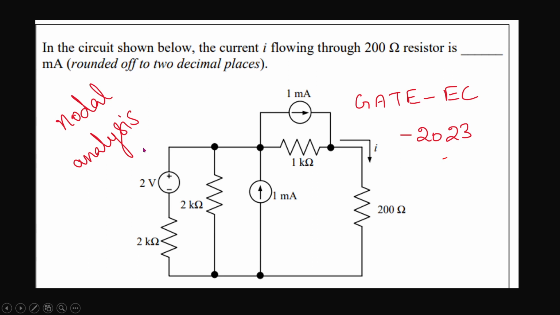Vanakkam. Now we are going to solve one problem from the GATE EC 2023 question paper, and this is based on nodal analysis. In the circuit shown below, the current I flowing through the 200 ohm resistor is dash milliamps, rounded off to 2 decimal places. So we have to find the current flowing through this particular 200 ohm resistor, which is termed as I. Okay, let's proceed.